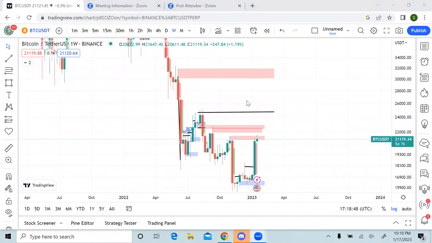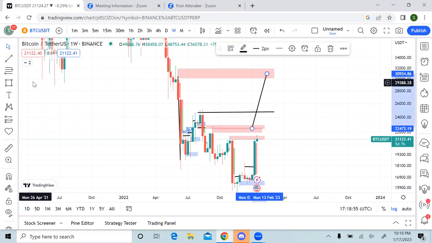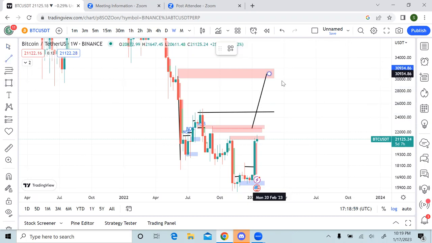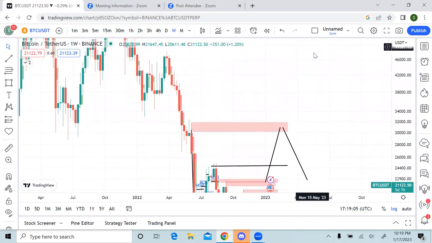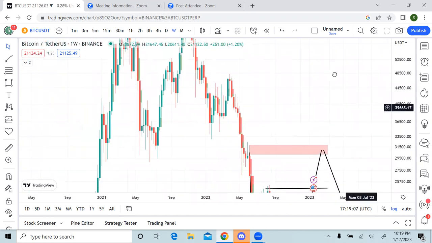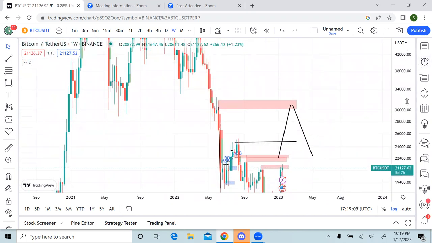After CHoCH, price came here. It will react here. Then it will bounce below. That CHoCH happened. Then we will look for MSB here. And the bull run started. Go up. And the trend is shifted again. It worked like this one.